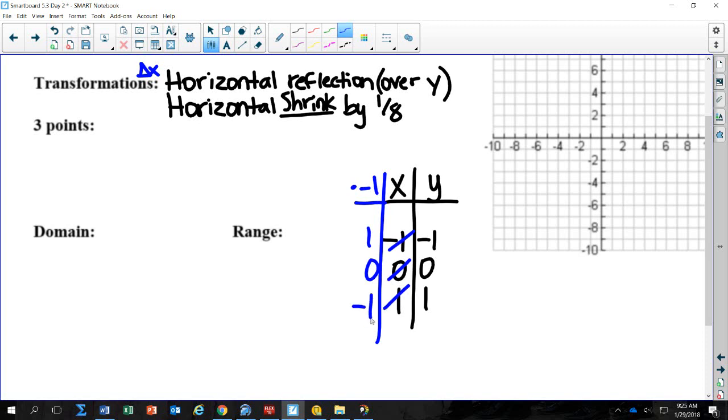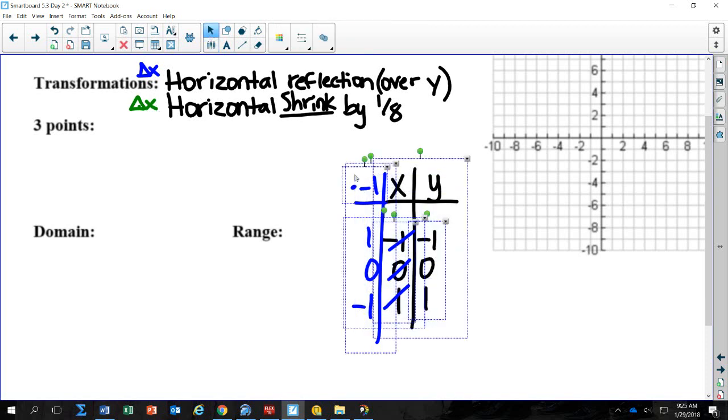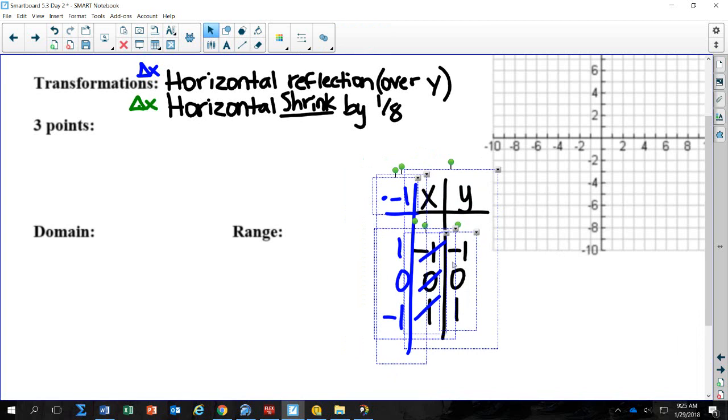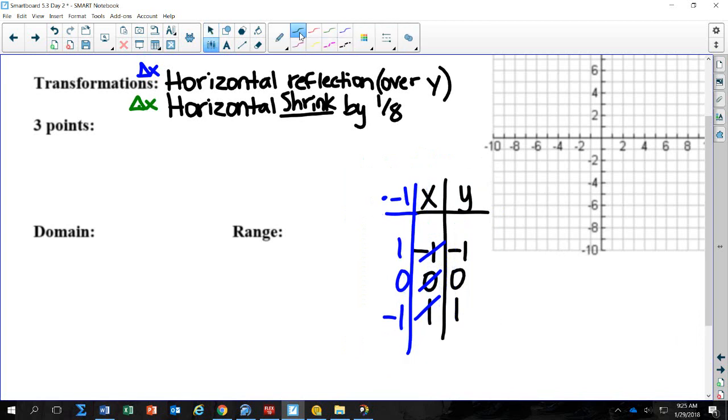Then I have a horizontal shrink by 1/8. Again, it's horizontal, so that's going to change my x values. All right, there we go. So change my x values again. This time, for horizontal shrink by 1/8, I'm going to be multiplying all my x values by 1/8. So multiply by 1/8. 1 times 1/8 is 1/8. 0 times 1/8 is 0. And -1 times 1/8 is -1/8.